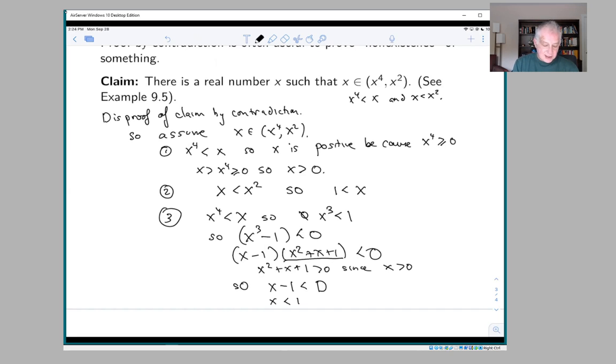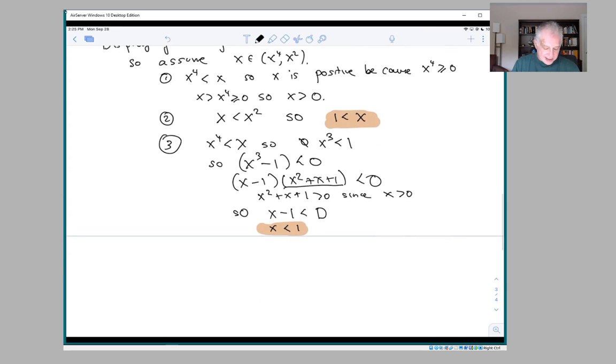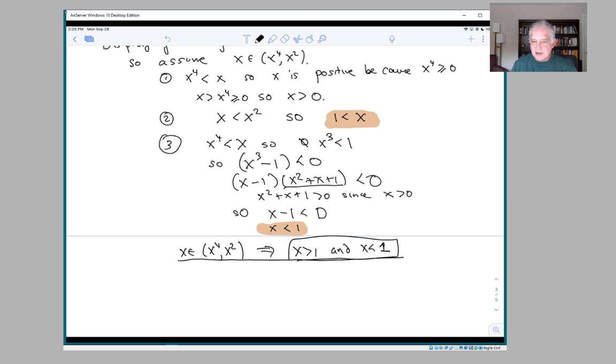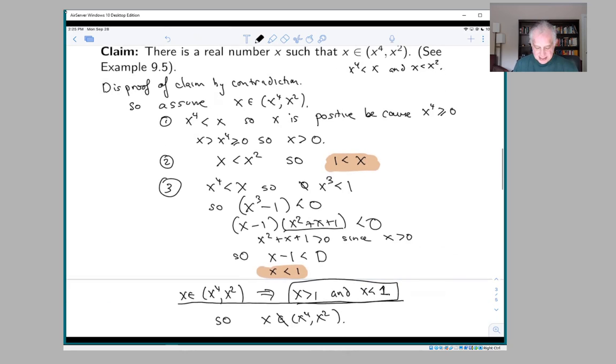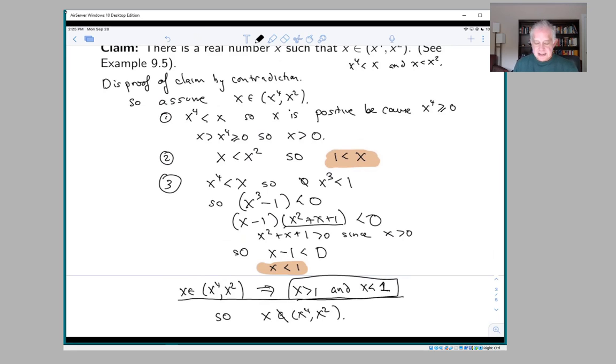And now we have a problem, because we've proved x is bigger than 1, and we've proved x is less than 1. So we've actually shown that if x belongs to the interval from x to the fourth to x squared, this implies x is bigger than 1 and x is less than 1. And recall, the idea behind proof by contradiction is that if you have a valid implication, which is what this is, and the conclusion is false, which it obviously is, then the hypothesis must have been false. And so we've proved that actually there is no x that satisfies these inequalities, which is what the disproof of the claim actually said. So this is a variation on what's done in the book in example 9.5.